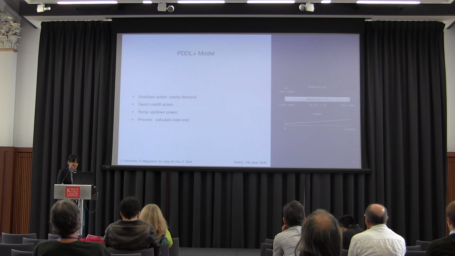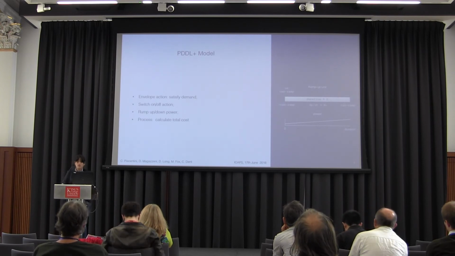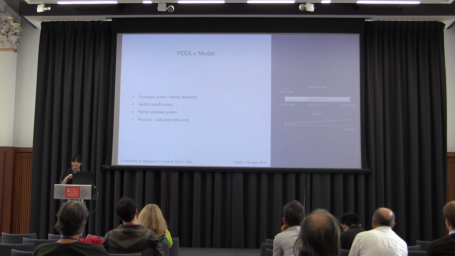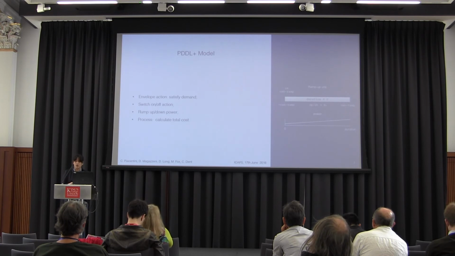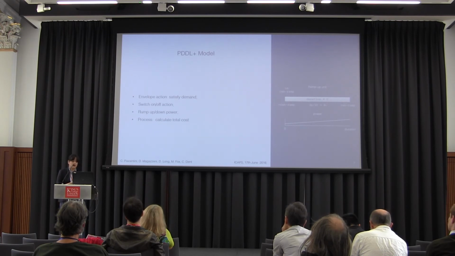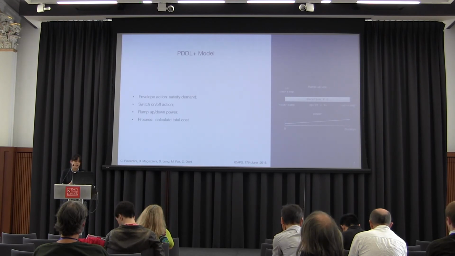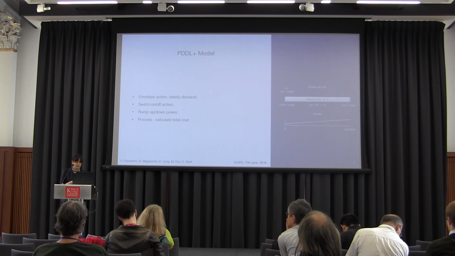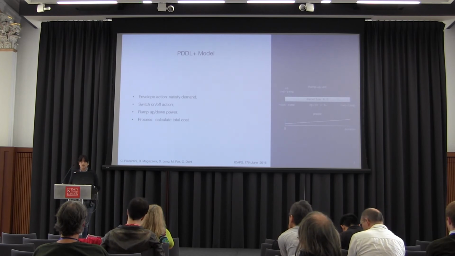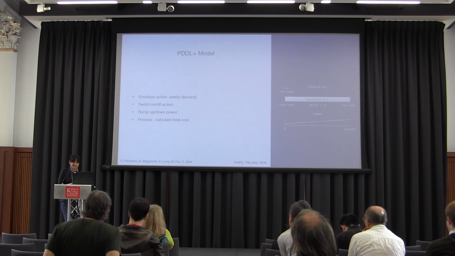Then the ramp action models the ramp constraint. So basically, this action increases the power of the unit, and the rate of change of this increase should be less than the ramp-up limit.